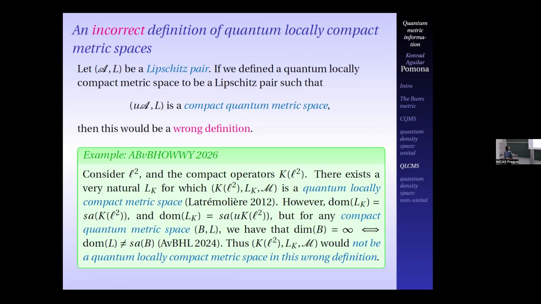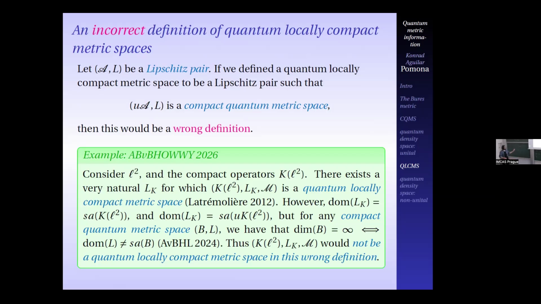Okay, however, this does not satisfy this incorrect definition. Why? Well, one can show, given Latrémolière's construction of this LK, that the domain is actually everything. So it's actually finite on the whole space, which again is dense, right? So that's okay at first glance. Anyway, also on the unitization, you get the domain is everything.